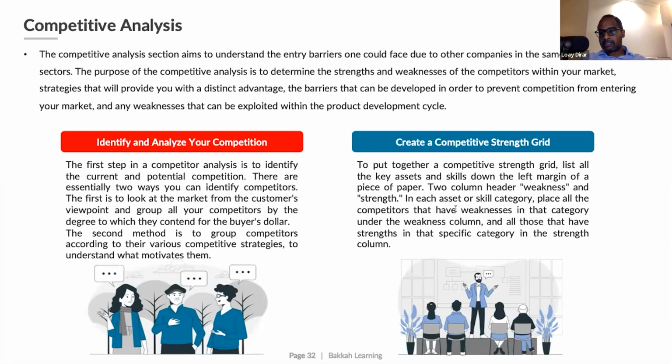And after that, in each asset or skill category, place all competitors that have weaknesses in that category under the weaknesses column, and all those that have strengths in the specific category in the strengths column. So you can easily look at it from a true perspective point of view. Who do have the strengths in these areas, who do have the weaknesses, and which kind of assets they're using in order to position their strengths in the market.